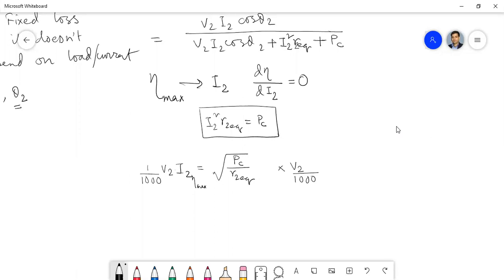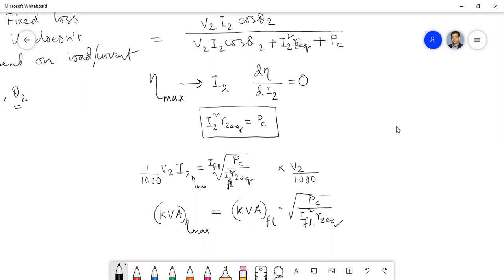Okay. And what else we can do? We can multiply by full load current square. Here we'll get divided by full load current square, and here we'll multiply by full load current, so then it will be as it is. So that means on the left hand side we can write KVA required for maximum eta equals KVA, which is given in the nameplate, that is called the full load KVA, into root over of PC by full load current square into R2EQ. Here I have taken V2 IFL by 1000, that is the KVA full load. So this value is generally given in the nameplate.